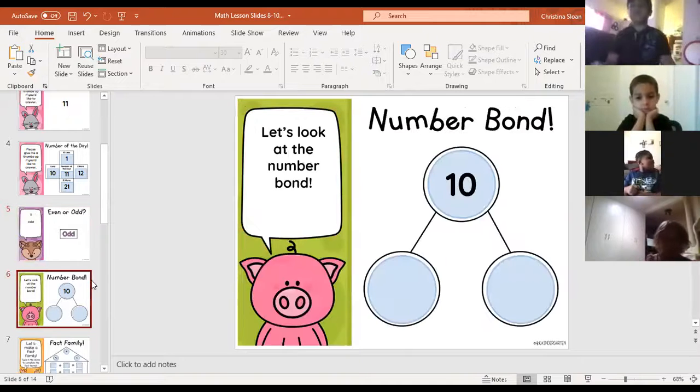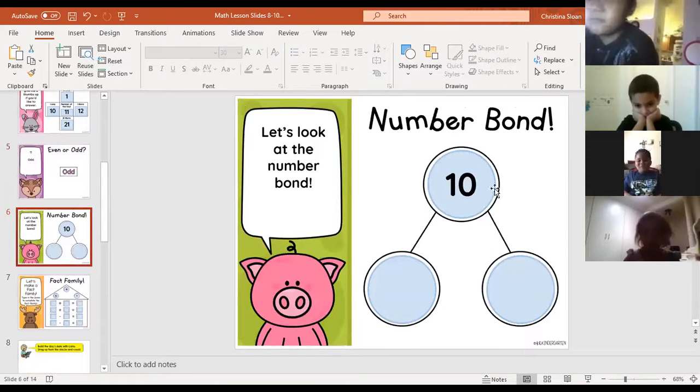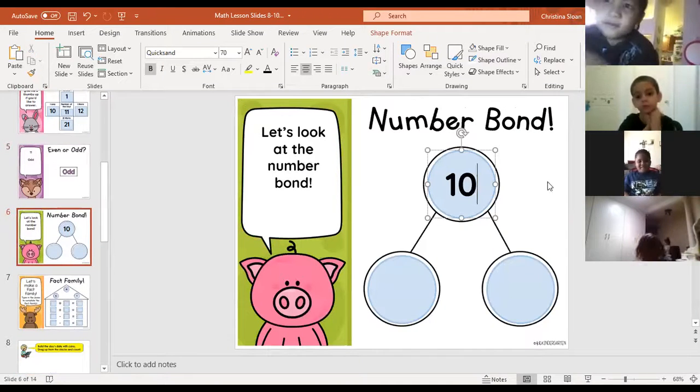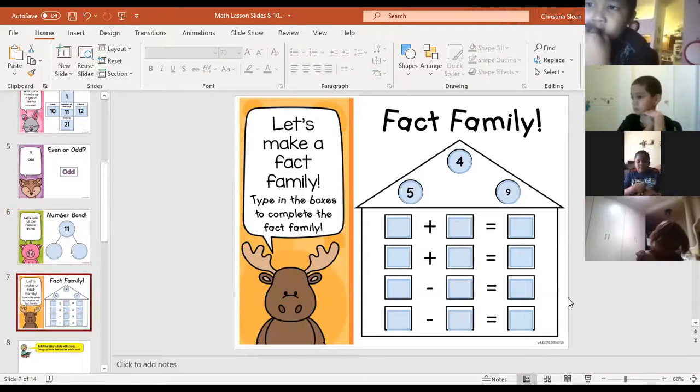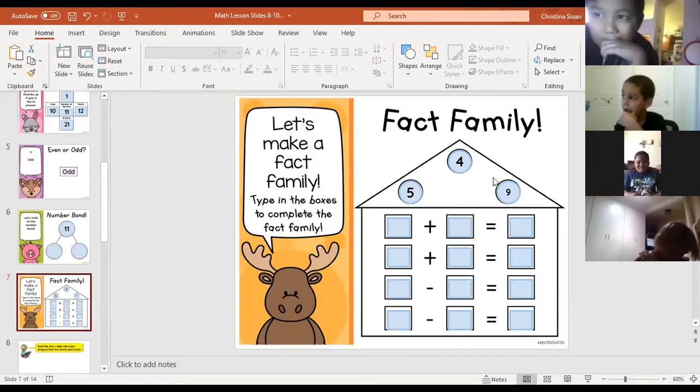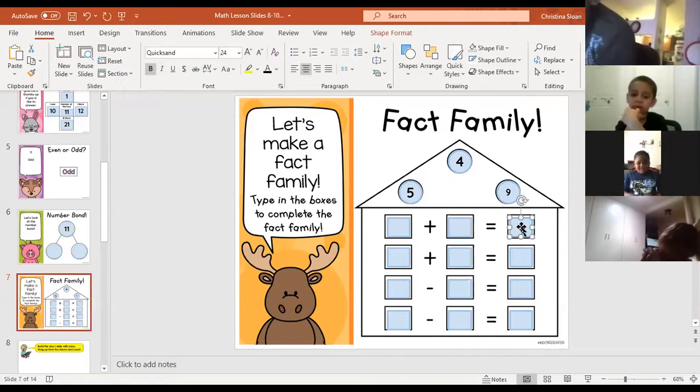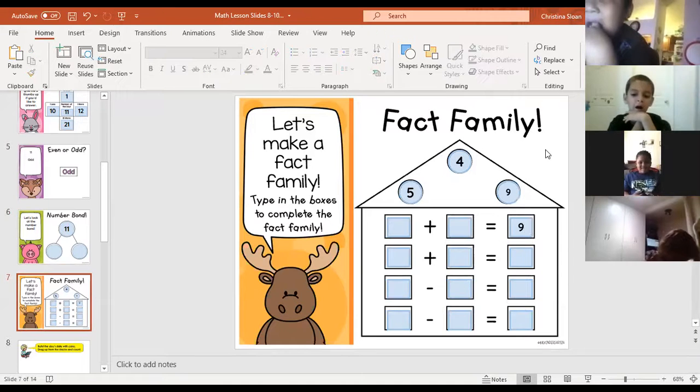All right. So we're going to skip over this because since 11 is an odd number, we can't split it in half. So we don't create a bond with that, but we will look at a fact family. So the numbers in our fact family today are 5, 4, and 9. So let's say we want to make a number sentence with the numbers 5 and 4 and 9.